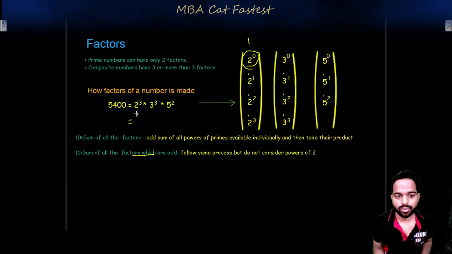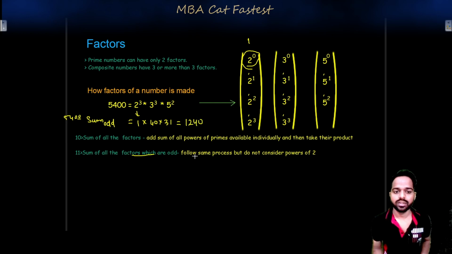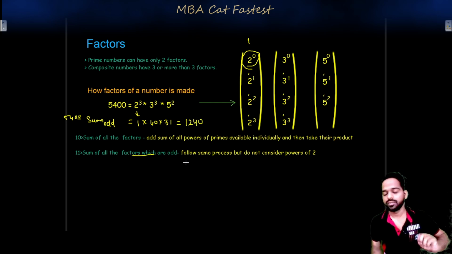From 2's we consider it 1, and again we are finding this time the sum of odd factors for the value 5400, right? This will become 1, and this we have calculated 40, and this we have calculated 31. What will the value come? It will come 1240. So this is how you calculate the sum of factors which are odd.